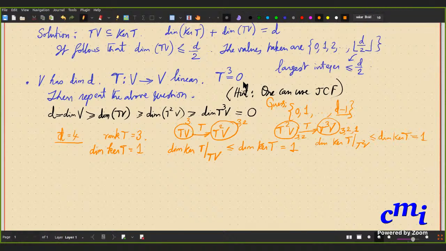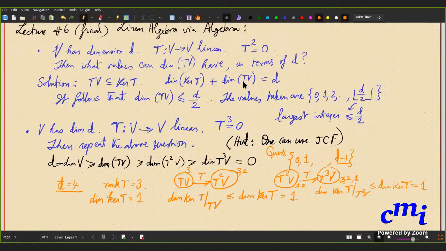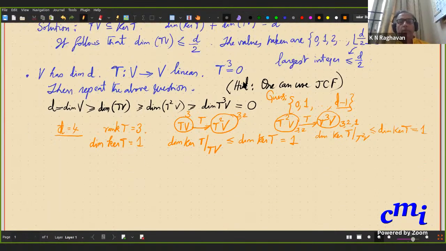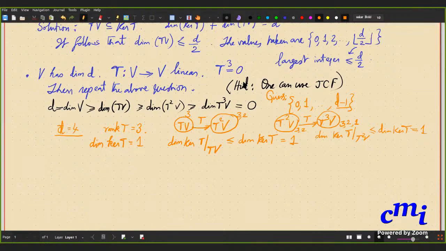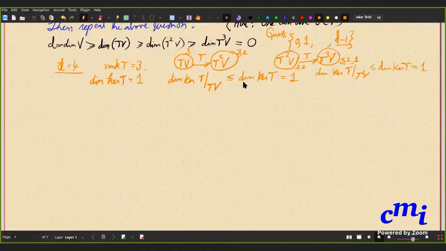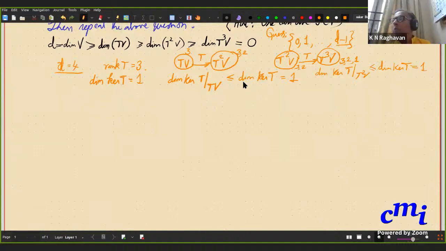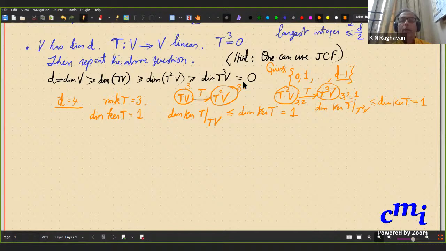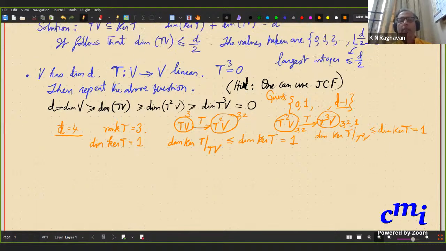Suppose T cube is 0, but T square is not 0, assuming that 3 is the least power. And then therefore x cube is the minimal polynomial. Therefore, you have a maximum 3 by 3 block. No, you don't need to do that. Let's not do that. Let's just say T cubed is 0. I mean, you can do that if you wish, but it is not necessary.